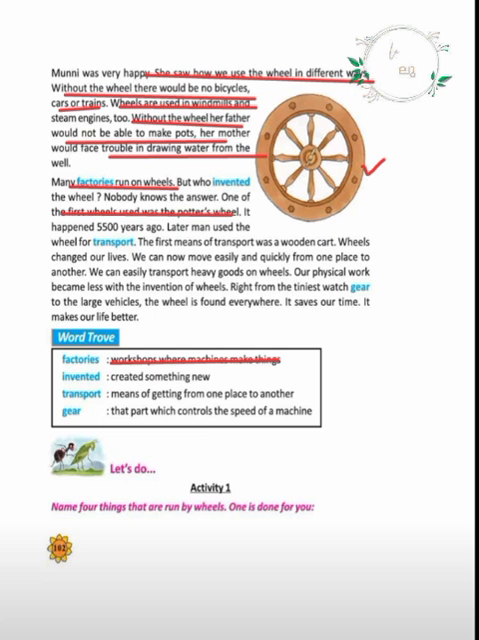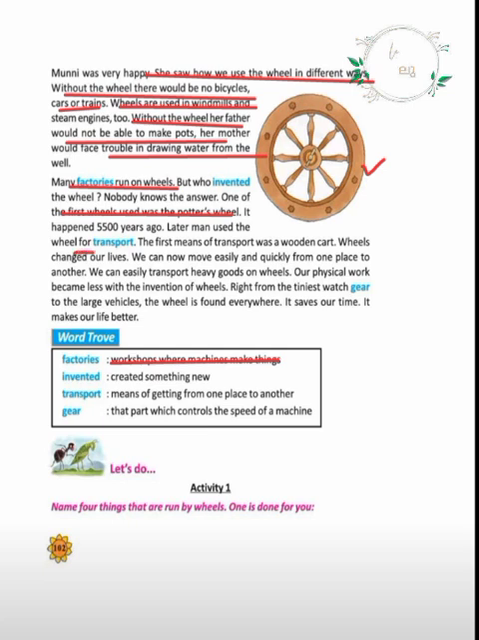It happened 5500 years ago. So it's many years ago. How many years? 5500 years ago, the first wheel, the potter's wheel, was invented or used.